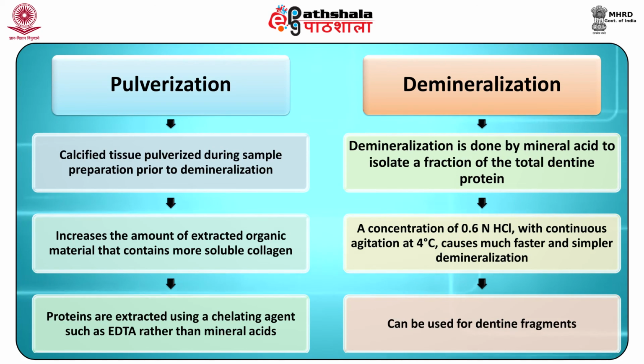Then pulverization. The calcified tissue is often pulverized during sample preparation prior to demineralization. The pulverization increases the amount of extracted organic material that contains more soluble collagen. The proteins are extracted using a chelating agent such as EDTA, that is ethylenediaminetetraacetic acid, rather than the mineral acids. Then demineralization is done by mineral acid, preferably hydrochloric acid, to isolate a fraction of the total dentin protein. A concentration of 0.6 normal HCl with continuous agitation at 4 degrees centigrade causes much faster and simpler demineralization and can be used for the dentin fragments.